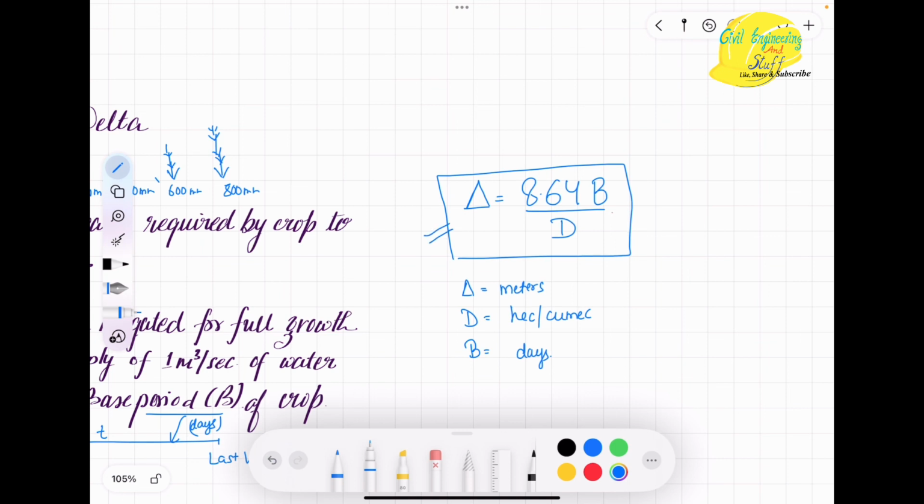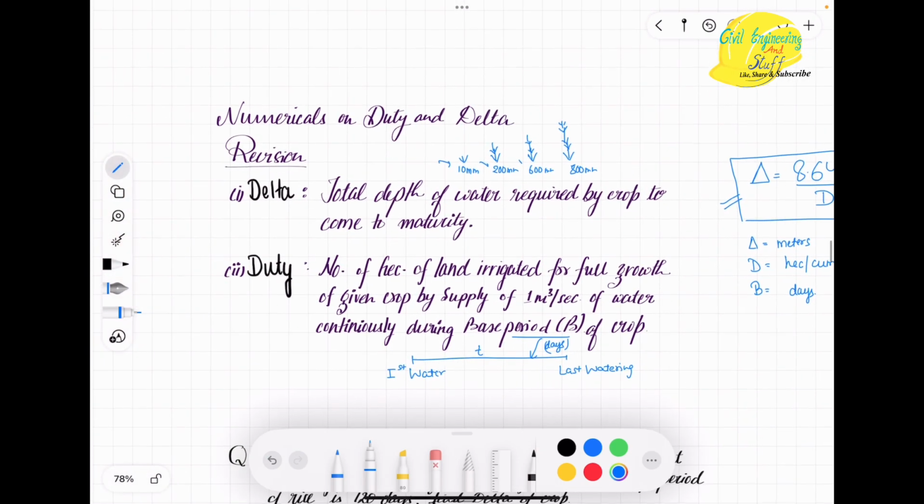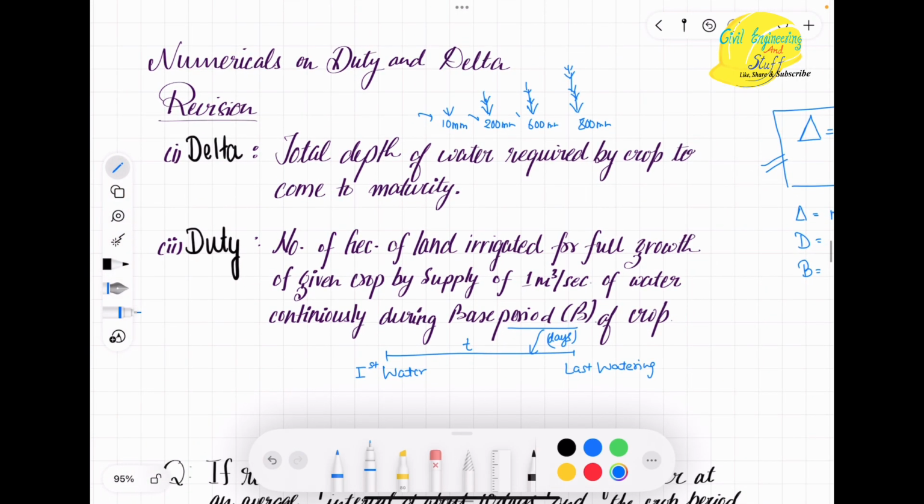So this is just a brief revision of the concept of what duty and delta are and what the relationship between duty and delta is.